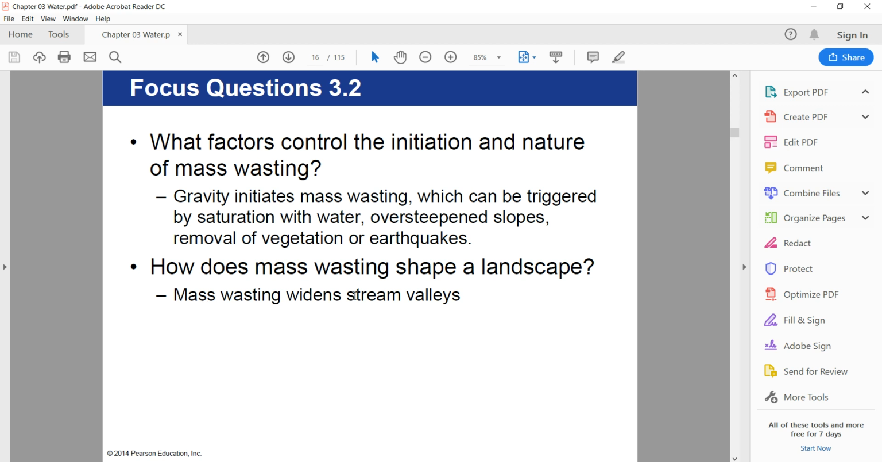One example is that mass wasting widens stream valleys. As the river flows, it undercuts the bank, and eventually it causes oversteepening, and that leads to a mass wasting event.